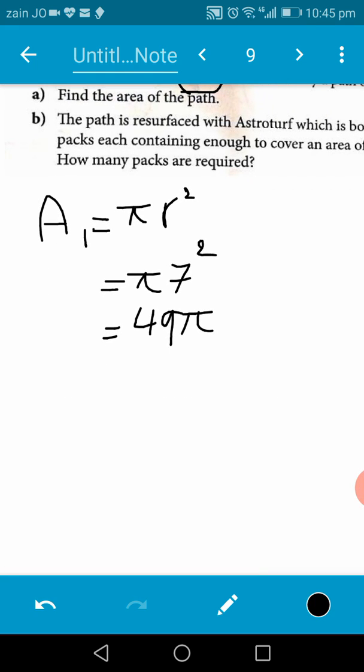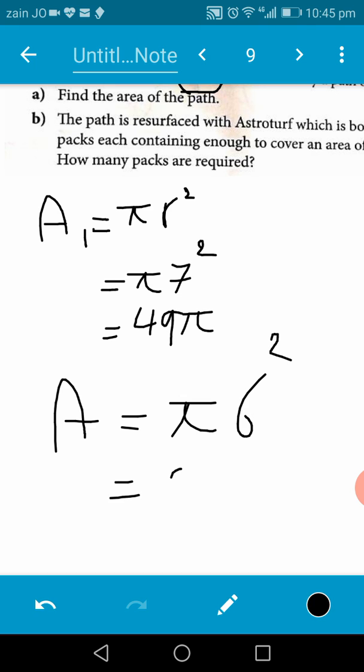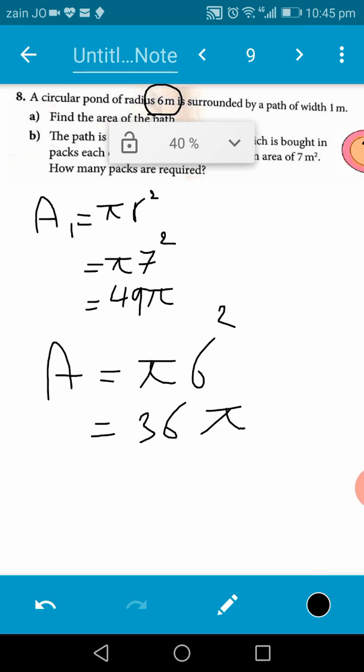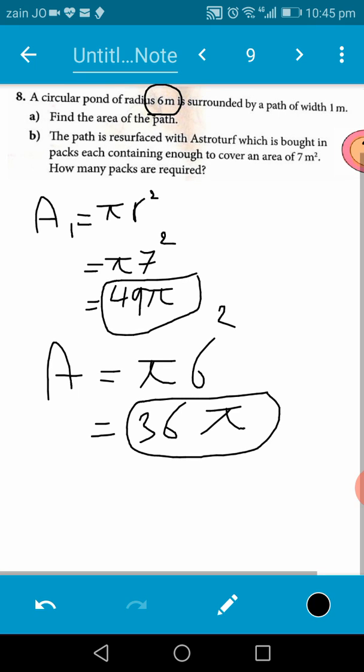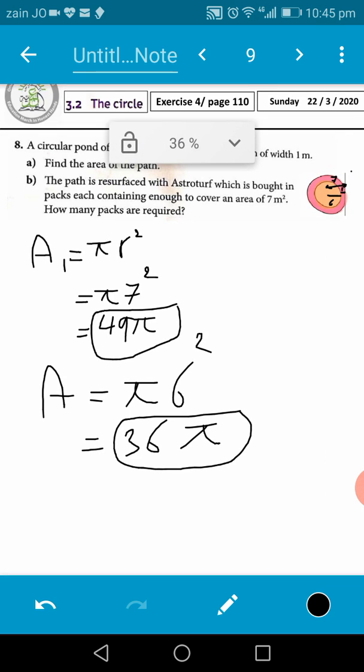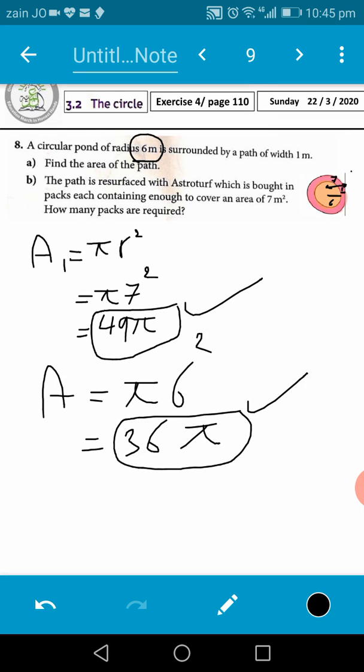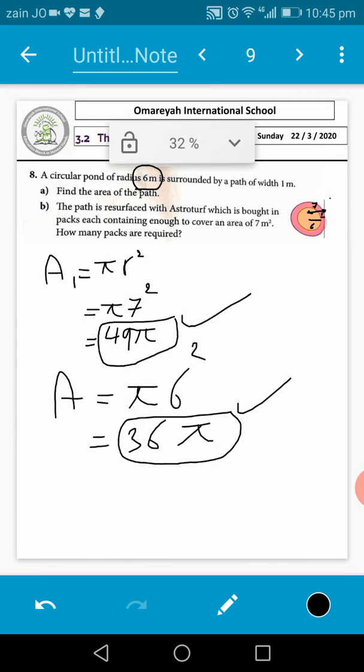Now give me the area for the small circle. You can say pi r squared. Now r is 6, so 6 squared, which is equal to 36 pi. As I said before, teacher, keep this pi also. Don't find the answer as a decimal for this or for this. Keep them as pi so that the final answer is accurate. This is area 2.